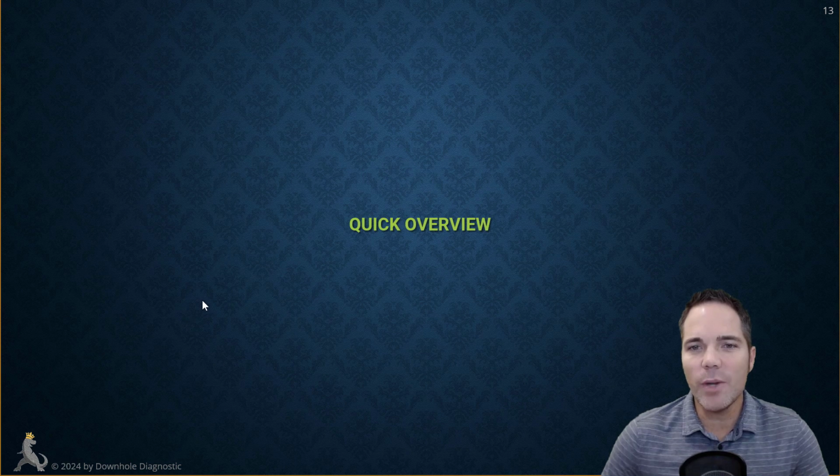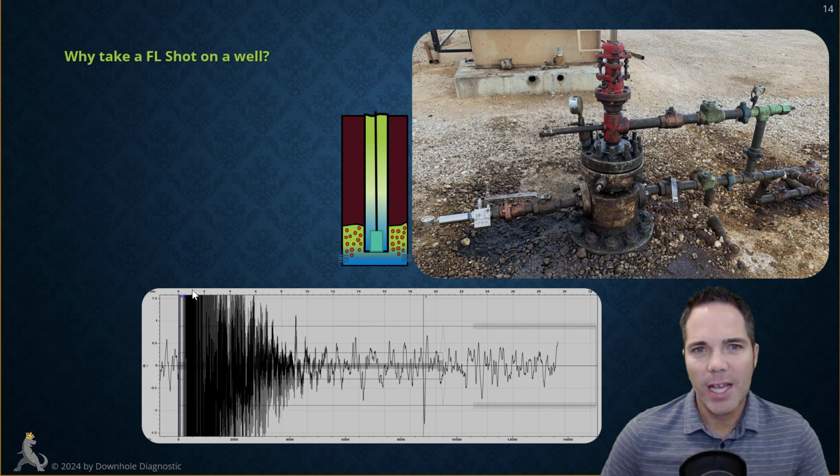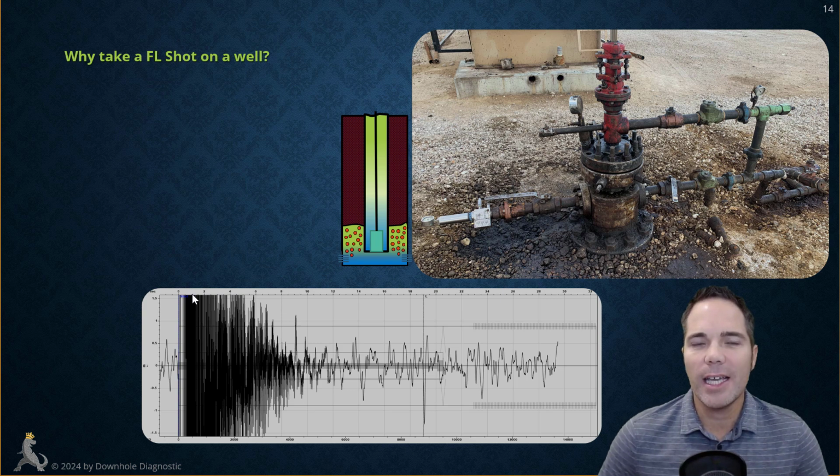Now let's quickly do a high-level overview on both fluid level shots and also on the fluid level gun and the dynamometer system. So think about this. Why would you want to take a fluid level shot on a well? What is the purpose of it?